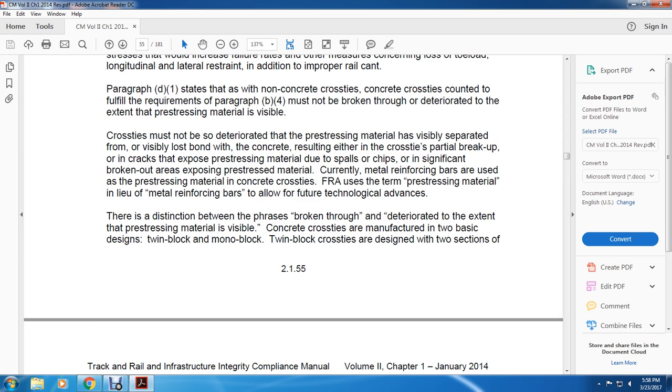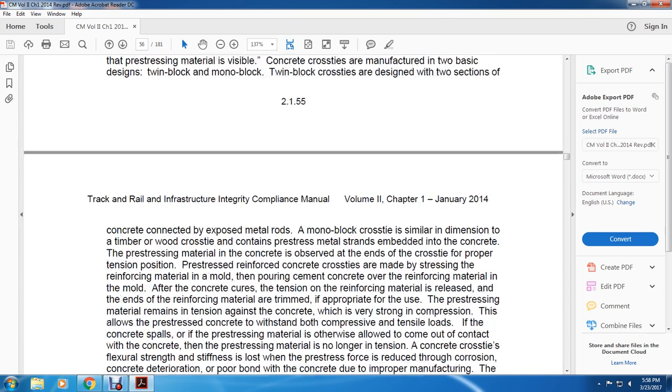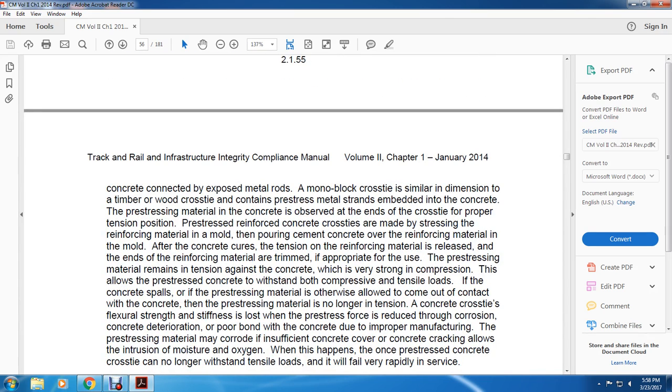The concrete cross ties are manufactured in two basic designs, twin block and mono block. The twin block cross tie is designed as two sections of concrete connected with a metal rod. The mono block cross tie is similar in dimension to the timber wood cross tie, but contains pre-stressed metal strands embedded in the concrete. The pre-stressing metal material is preserved at the end of the cross tie in proper tension position. Pre-stressed reinforced concrete cross ties are made by stressing the reinforcing material in the mold, then pouring the concrete over the reinforcement material in the mold.